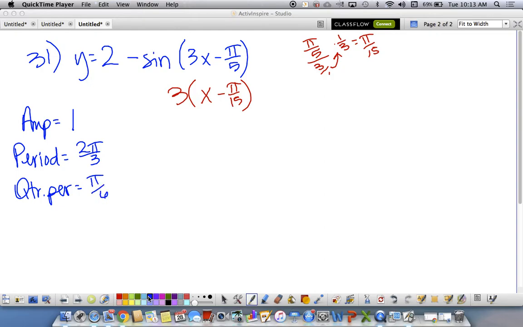Because we divide it or multiply by 1/4. Do we have a vertical shift? Yes, 2. And do we have a phase shift? Yes, pi over 15. Positive or negative? Positive, because we're going to the right.